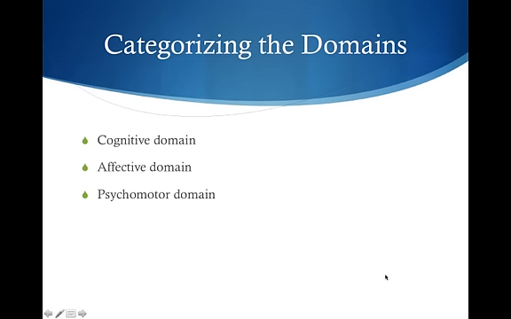So we're talking about categorizing the domains, and we have three domains here that we're going to categorize. This is a general overview of this. Cognitive domain is pretty much knowledge base. Affective domain is feelings, how you would deal with feelings, and your behavior. And then psychomotor domain is pretty much skill-oriented or a kinesthetic display of your knowledge base.